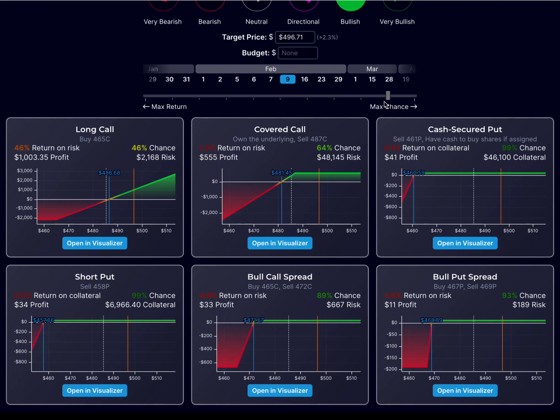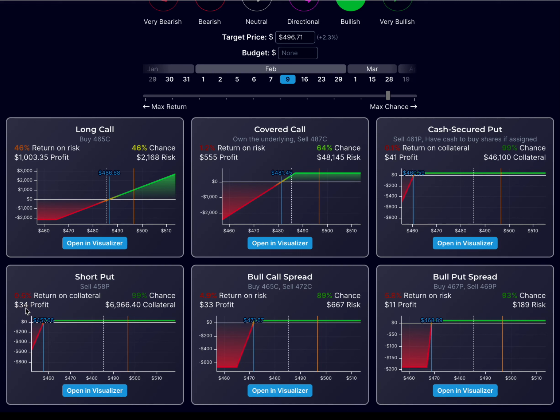I want to make sure that I almost surely have a profitable trade. I've got a 99% chance of a profitable trade down here. But if that trade is a winning trade, it's not going to win much. It's only going to have $34 in profit.